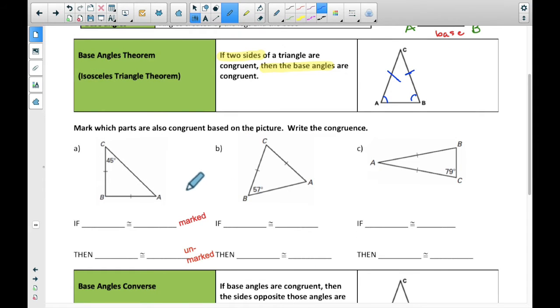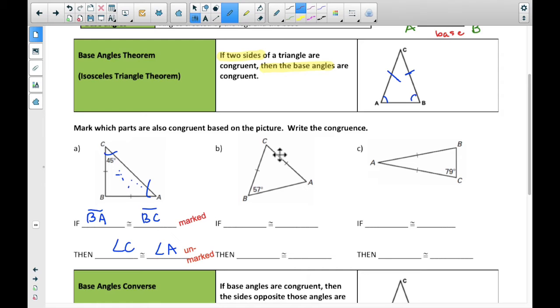So let's look at a couple of examples. Mark which parts are also congruent based on the picture and write the congruent statement. Okay, we have this if-then statement. The if is the things that are marked, and the then is whatever is unmarked. So the if is, look at what's marked, BA and BC. If BA is congruent to BC, that means they're the same size. Well, then we look and see what they're pointing to. This one's pointing over here at angle C, and this one's pointing over here to angle A. So if these two sides are congruent, then these two angles are congruent.